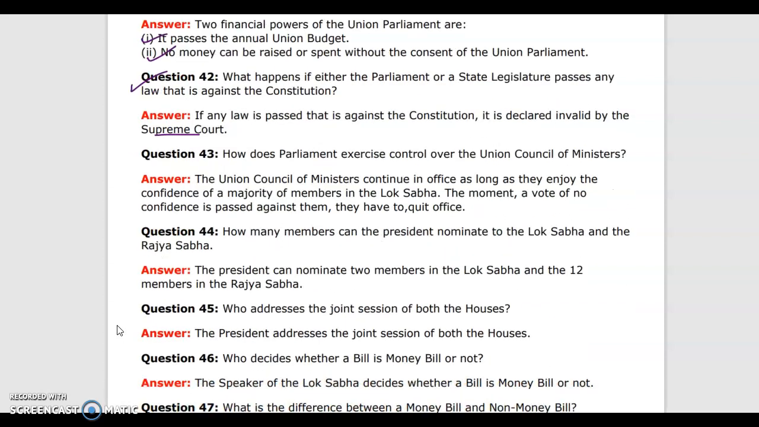How does the Parliament exercise control over the Union Council of Ministers? The Union Council of Ministers continue in office as long as they enjoy the confidence of majority of members in the Lok Sabha. The moment a vote of no confidence is passed against them, they have to quit office. No confidence motion.